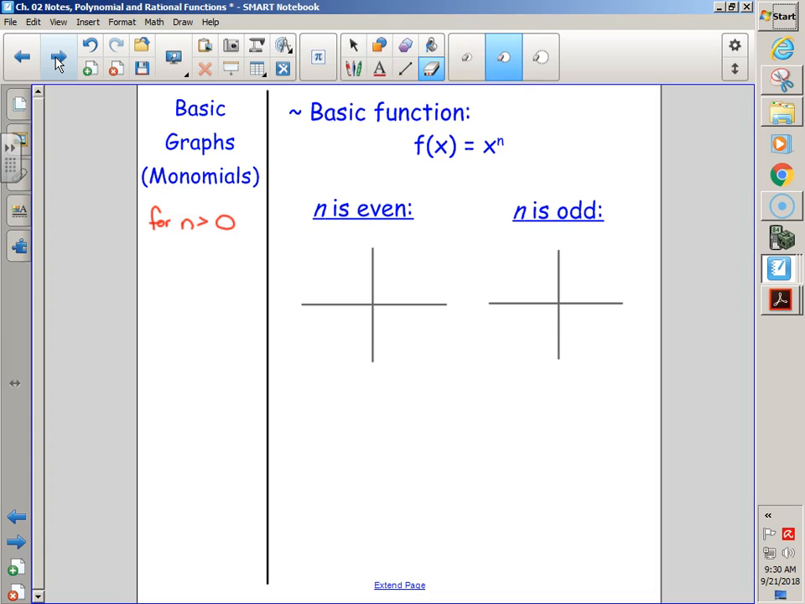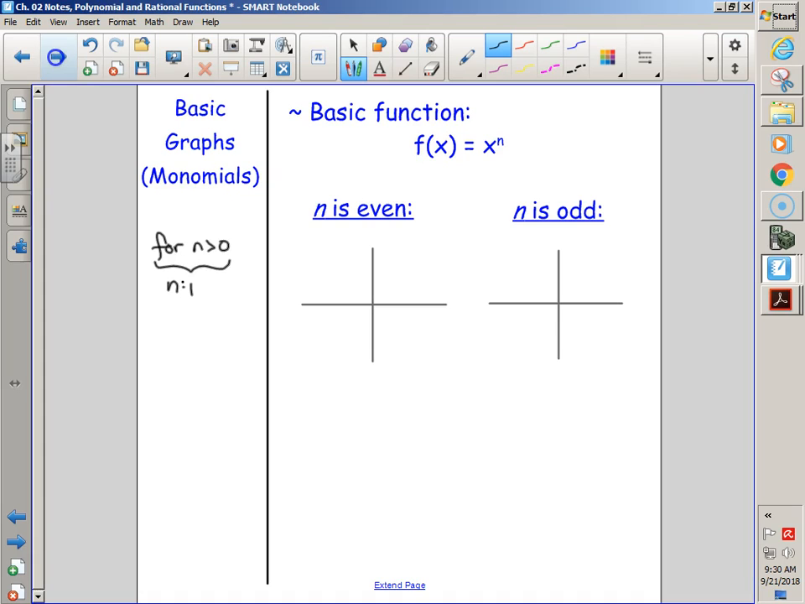If the power is even and n is greater than 0, aka, guys, what does it mean if n is greater than 0? Good. If n is a positive number. If n was a 0, the whole thing's 0, so forget it. Well, careful. If n was 0, oh yeah, it's in the power spot. What's anything to the 0 power? Just 1. Well, that's boring. Y equals 1 is a flat line. That wouldn't be very polynomial-ish.